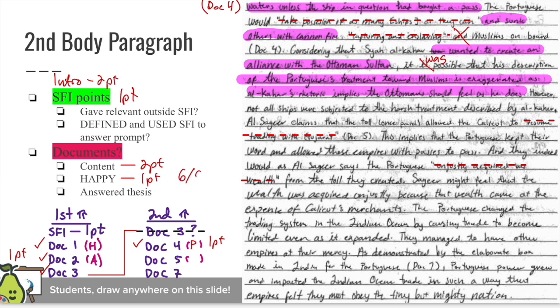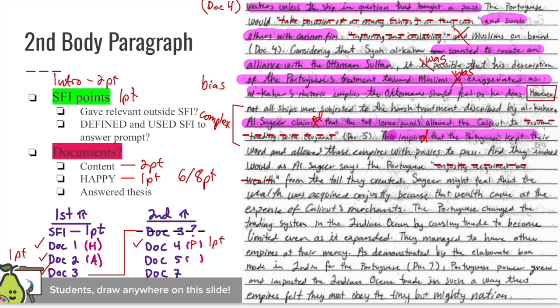It is possible that his description of the Portuguese treatment towards Muslims is exaggerated, so they're addressing bias, as al-Qahar's rhetoric implies the Ottomans should feel as he does. However, not all ships were subjected to this harsh treatment described by al-Qahar. Al-Sajir claims that the toll once paid allowed Calicut to resume trade with Gujarat. So they're using document 5 for content. Remember, you need 4 to get that second content point. This implies that the Portuguese kept their word and allowed those empires with passes to pass.